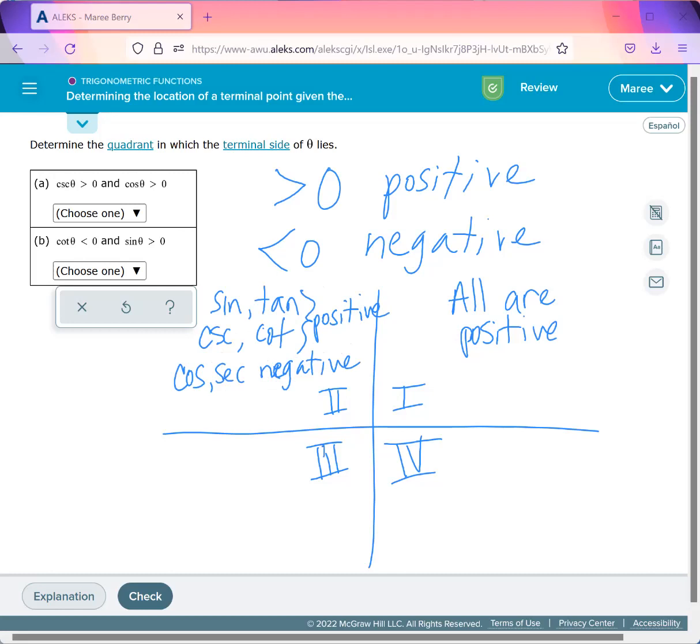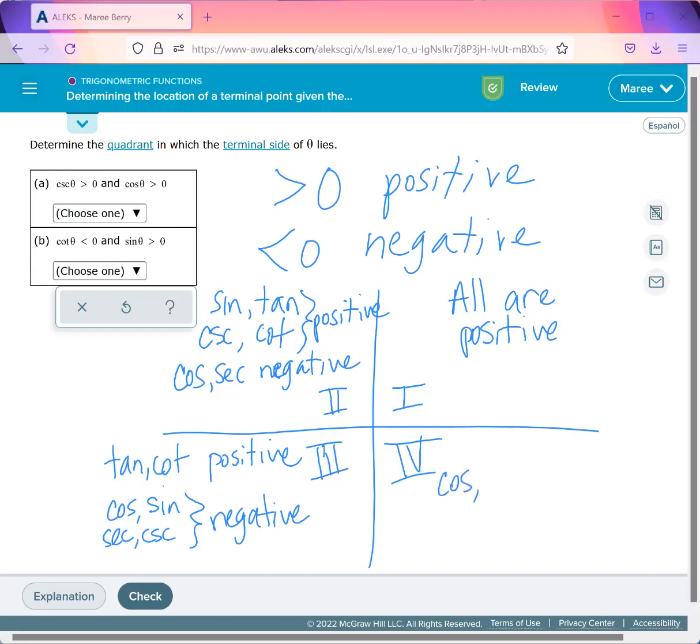In quadrant 3, the tangent and the cotangent are the only positive functions. And therefore the cosine, sine, secant, cosecant are negative. Secant and cosecant are reciprocals of the cosine and the sine, and the cotangent is a reciprocal of the tangent. So in quadrant 4, the cosine and the secant are positive. And we have sine, cosecant, tangent, cotangent. These are negative.